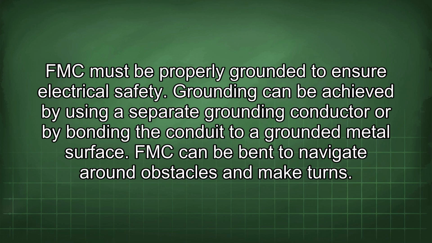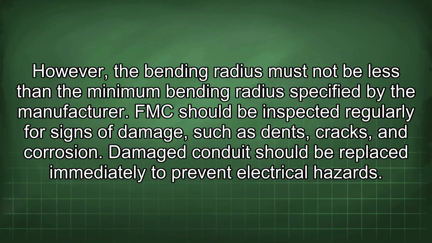FMC must be properly grounded to ensure electrical safety. Grounding can be achieved by using a separate grounding conductor or by bonding the conduit to a grounded metal surface. FMC can be bent to navigate around obstacles and make turns. However, the bending radius must not be less than the minimum bending radius specified by the manufacturer.